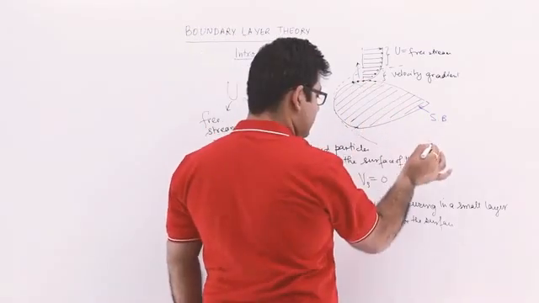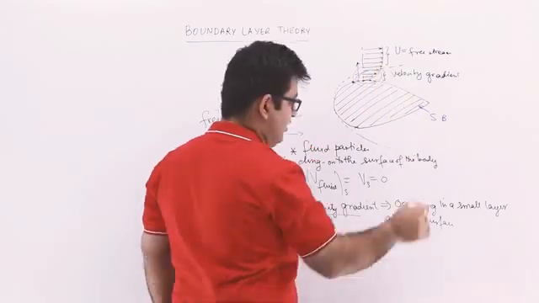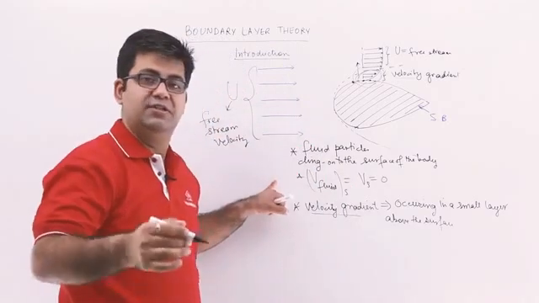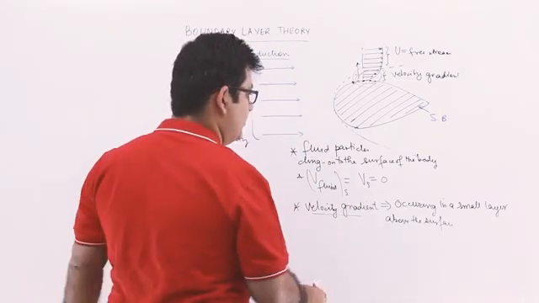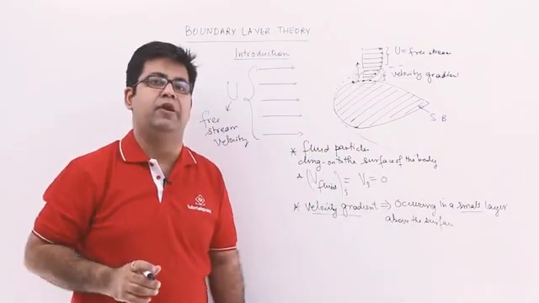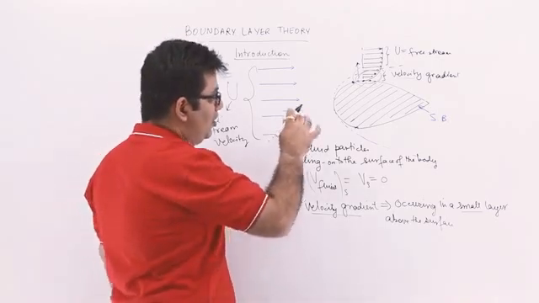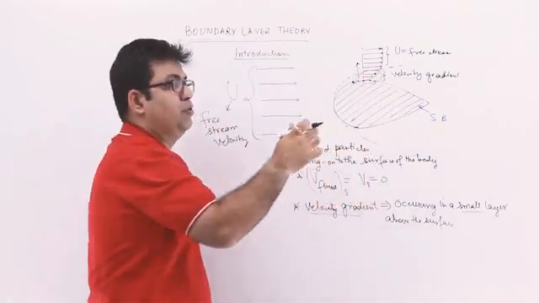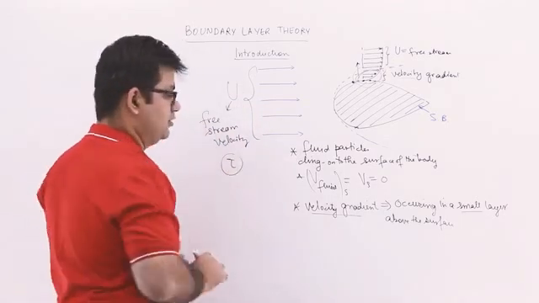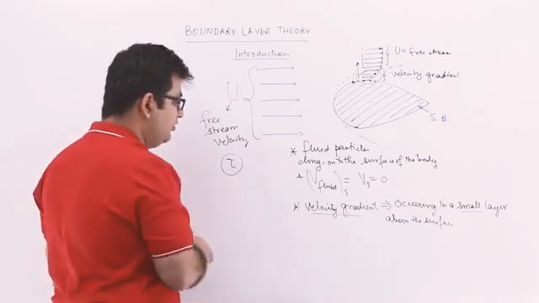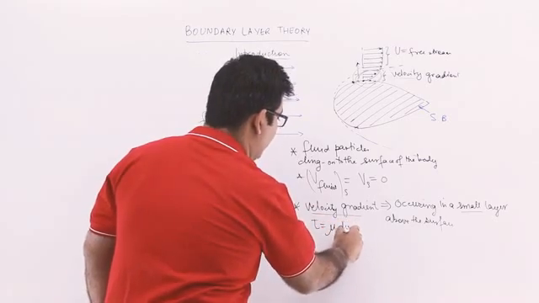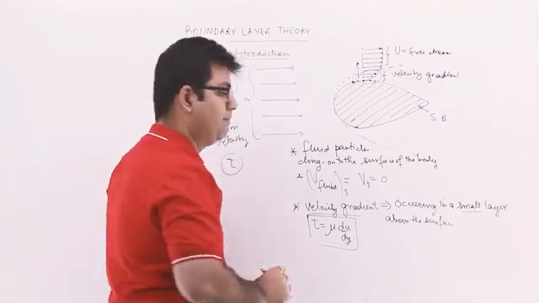This region in which the velocity gradient is occurring, that is, the velocity is varying with respect to the distance from the surface of the body, this small layer is called the boundary layer because it is very close to the boundary. Because there is some velocity variation with respect to distance in this boundary layer, there will be some production of shear stress. The value of the shear stress in the boundary layer would be given by mu du by dy.